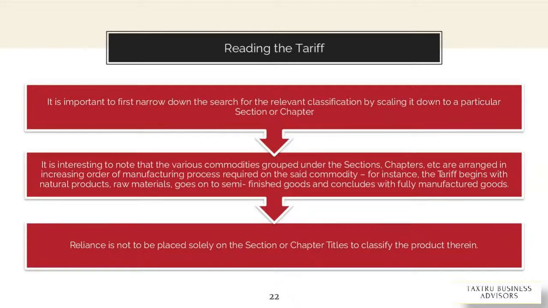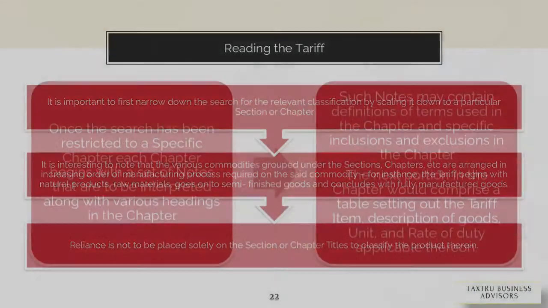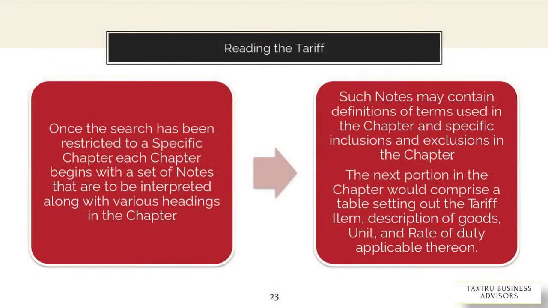First you see the section, then you go to the chapter, then you go to the heading, then there is a subheading. There might be a subheading to the subheading as well. So that's how the tariff is designed. Now, once the search has been restricted to a specific chapter, each chapter begins with certain notes that are to be interpreted along with the various headings in the chapter.